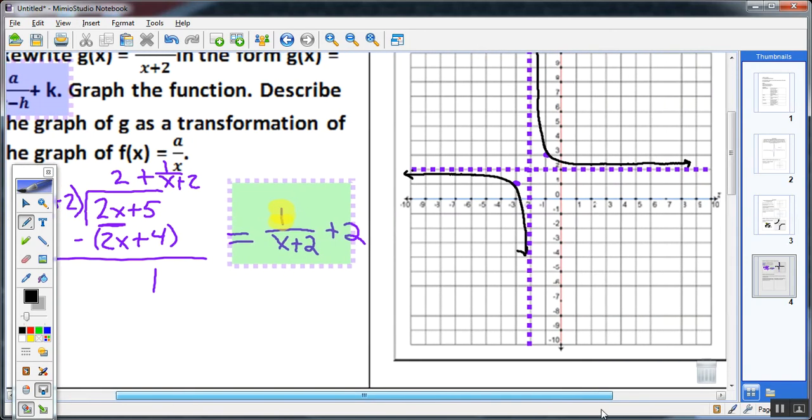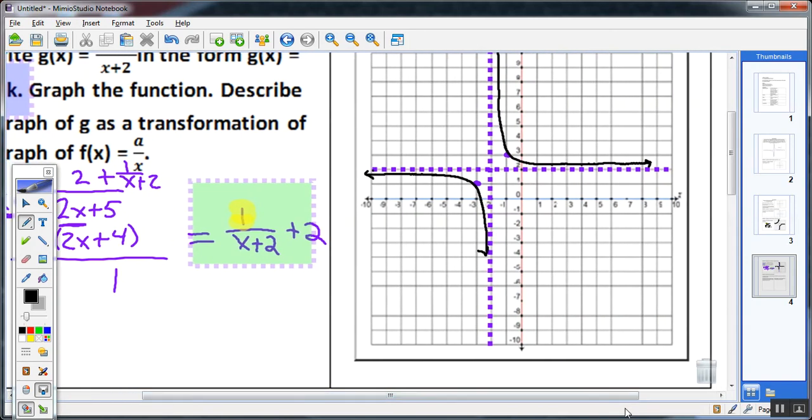All reals except for x cannot equal -2. How about your range there, kiddos, on that one? All reals such that y is not.